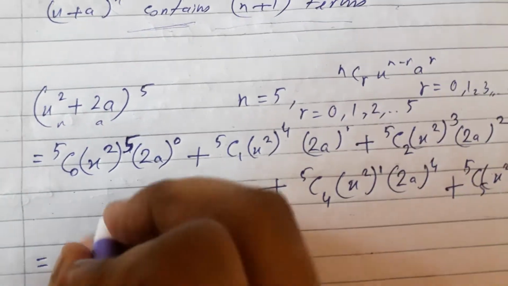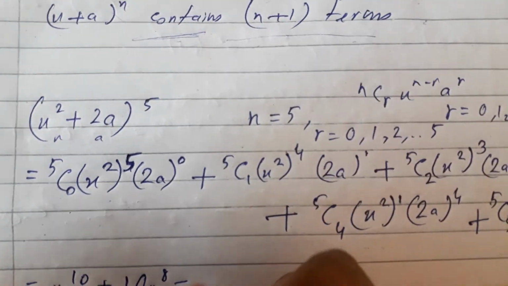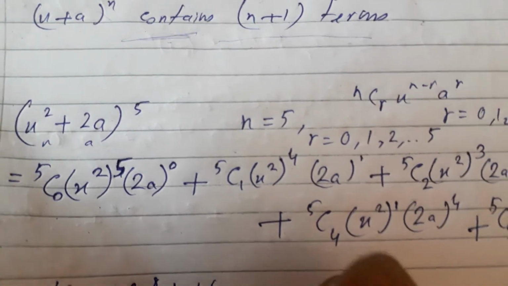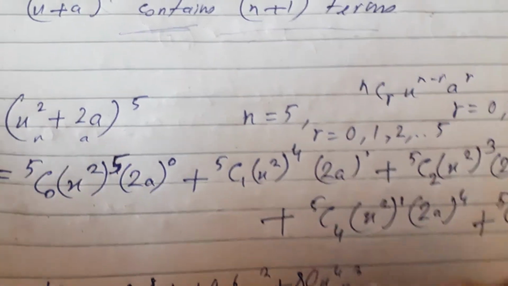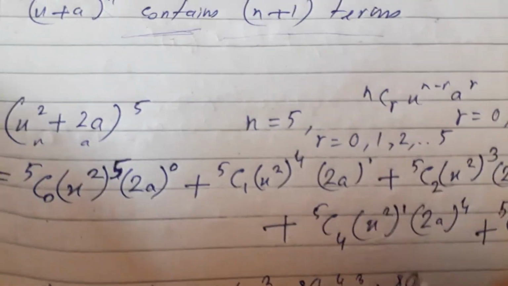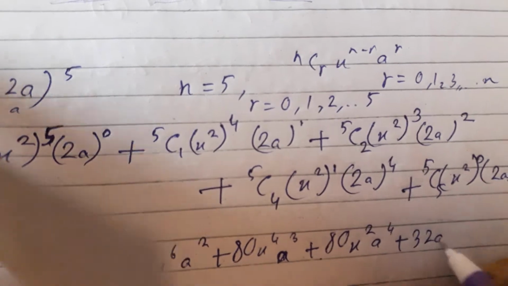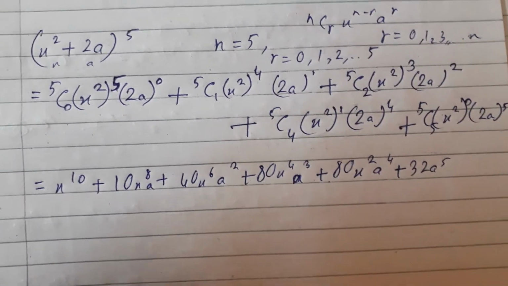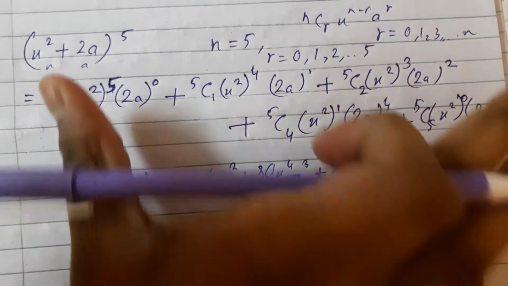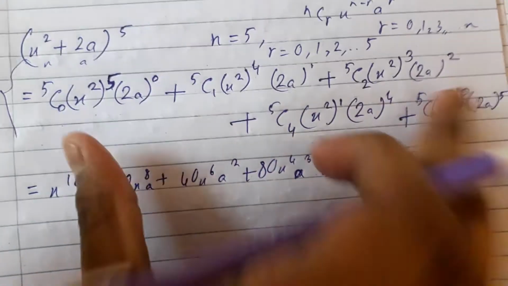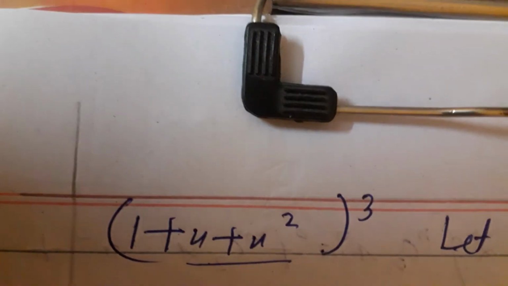After solving, we will get x to the power 10 plus 10 x to the power 8 a plus 40 x to the power 6 a square plus 80 x to the power 4 a cube plus 80 x square a to the power 4 plus 32 a to the power 5. After solving, you will get your answer. Okay, whatever may be the calculation, you have to calculate by your own. Okay, you will get this. Okay, but this is the first step, you have to apply the expansion formula that you have learned in this chapter. Okay, now see, the next one is given.